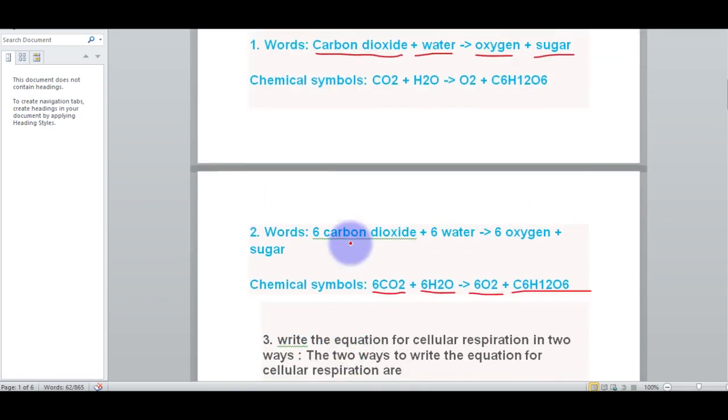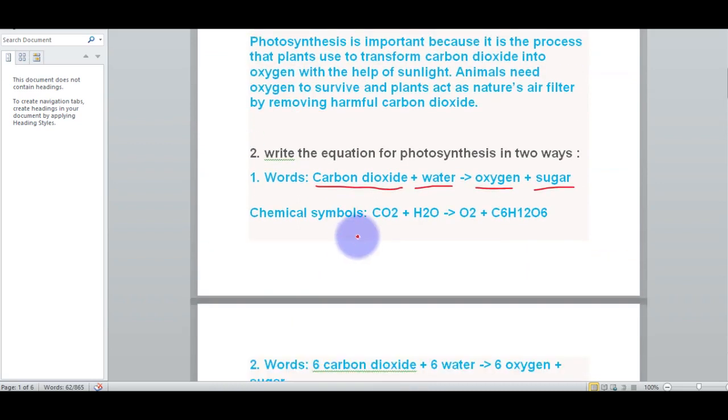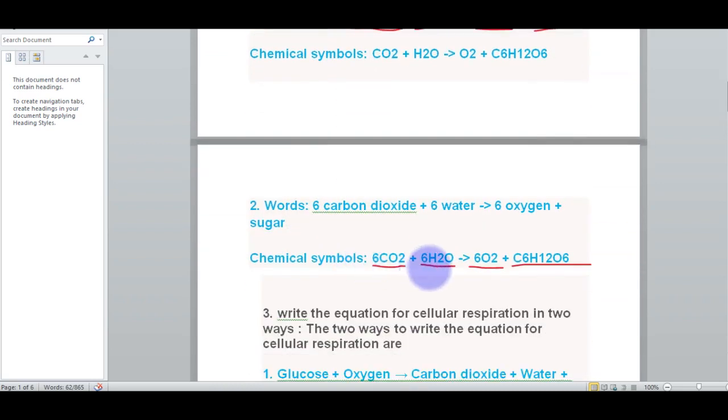Just as in the balanced equation for photosynthesis in chemical symbols, we have 6 molecules of carbon dioxide reacting with 6 molecules of water to produce 6 molecules of oxygen with carbohydrate being produced. You will see that the number of carbon dioxide molecules on the left hand side is equal to that on the right hand side. So this equation is balanced.